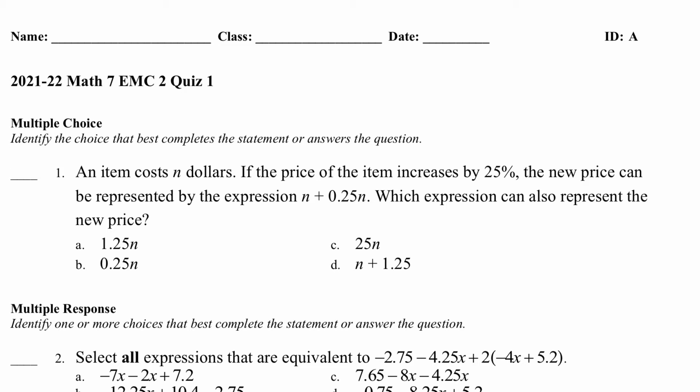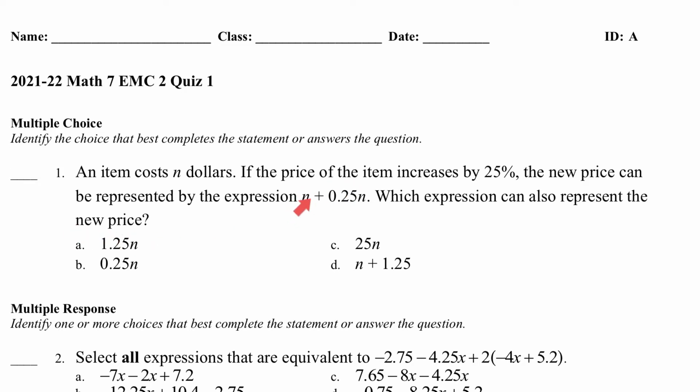Let's get started. With this first question, an item costs N dollars. If the price of the item increased by 25%, the new price can be represented by this expression right here, which expression can also represent the new price.